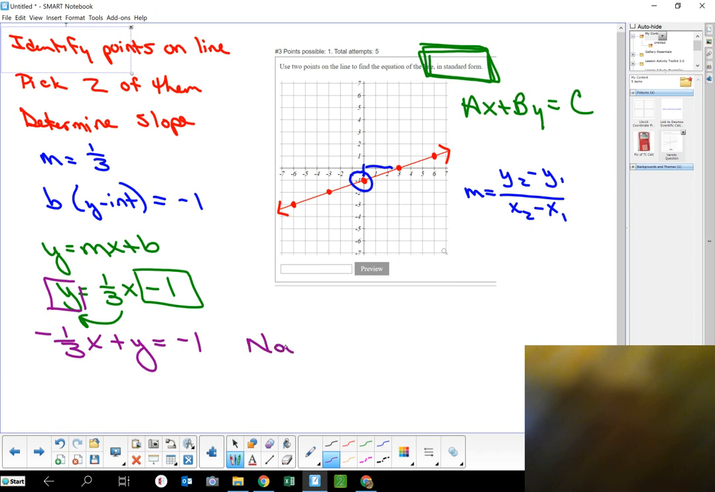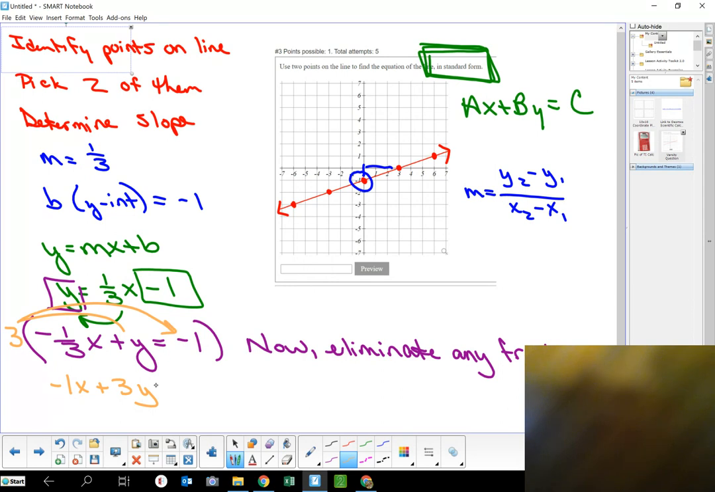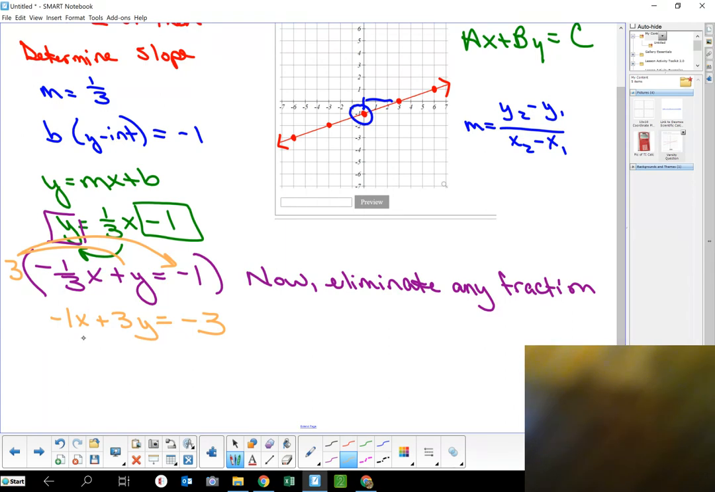And now you need to eliminate fractions. This one only has one fraction in it, so the common denominator is going to be 3. Okay, so if I multiply 3 by -1/3, I get -1x. And then 3 times y. And then 3 times -1. Okay, now when you put this into Varsity, you're not going to put this 1 on here, right? So this is going to look like -x plus 3y equals -3.